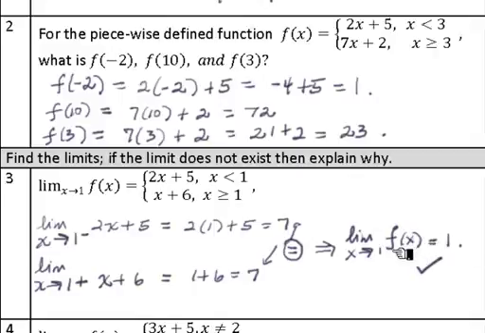Sorry, let me just correct myself. The limit as x goes to 1 of f of x is equal to 7. Here on the right and the left, the limit is 7, so the limit is 7.